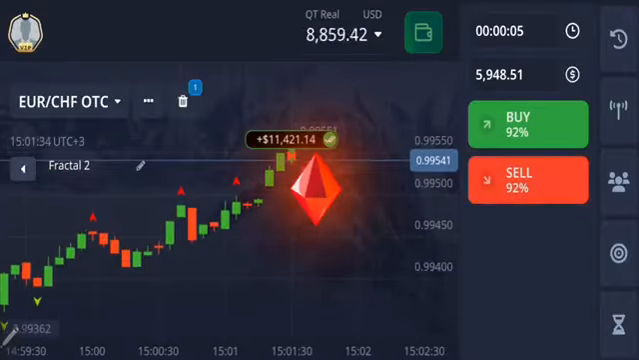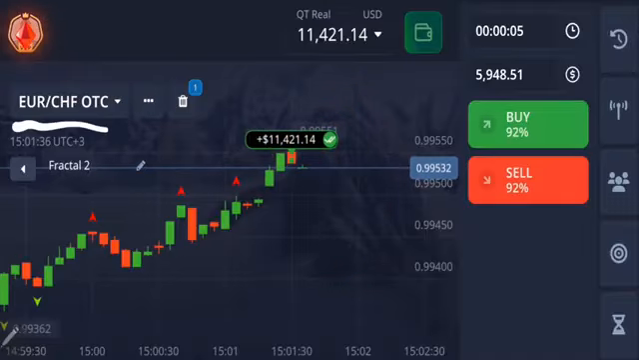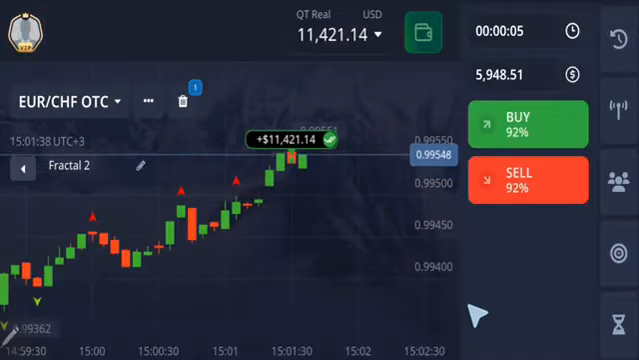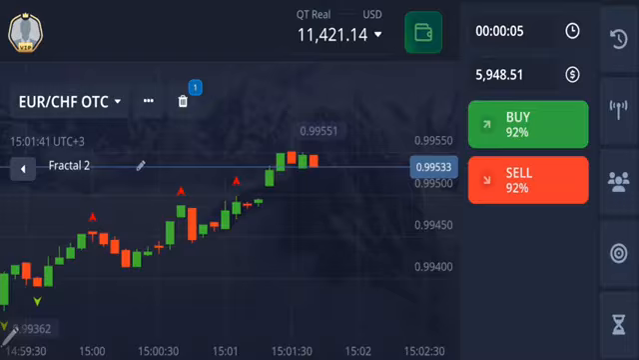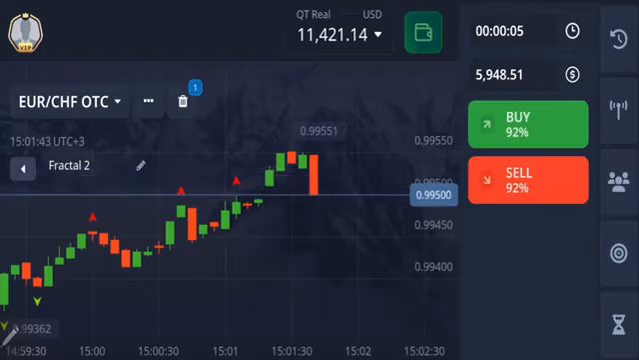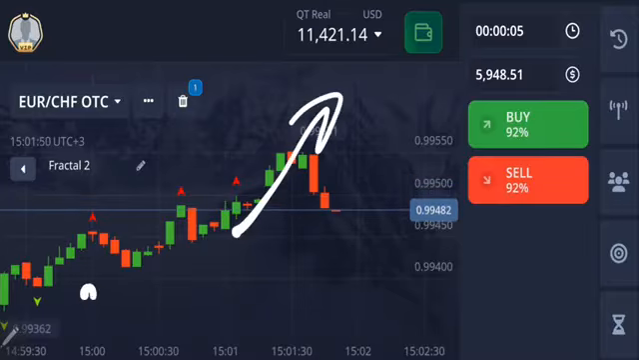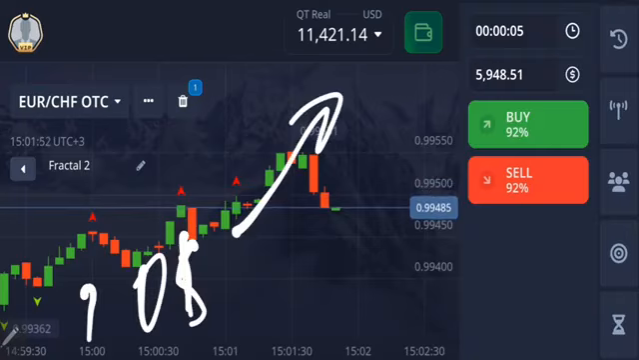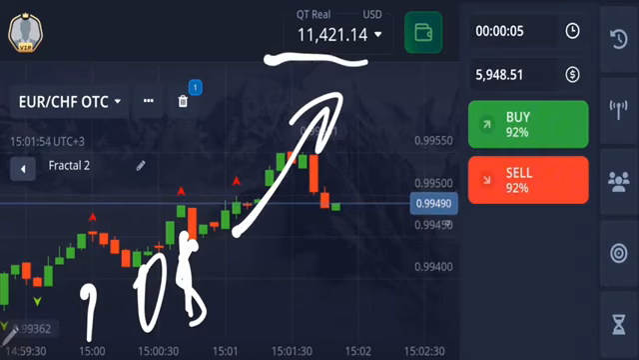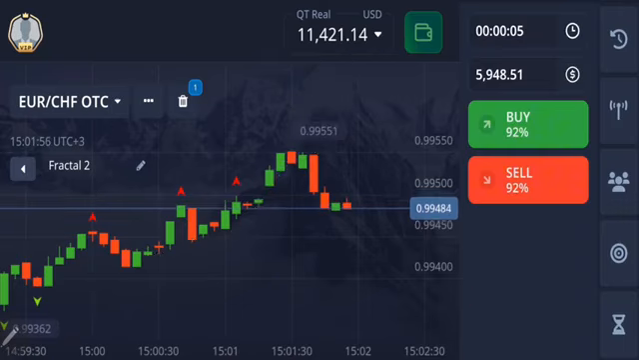And just have a look at this. The last trade, this is Euro Swiss franc OTC, just ended up with a profit. I think it's time to call it a day, guys. That was an insane trading session. I mean, what a run, guys. I turned just $10 into $11,421. So, I'm gonna show you the history of my trades.